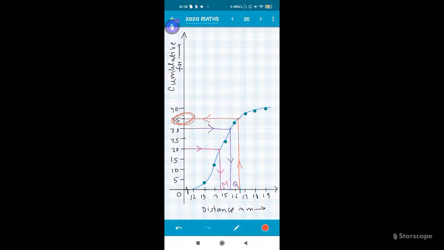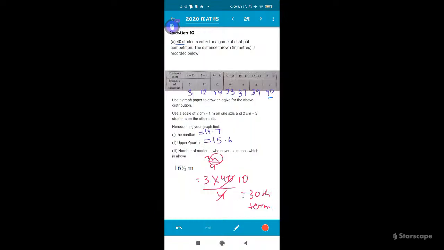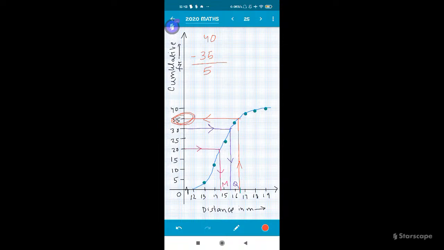So if the total number of students was 40, and the number of students who have covered a distance less than 16.5 meter is 35, what will be the required number of students who have covered more distance? Obviously we have to subtract it, so the answer will be 5. So 5 students have covered a distance which is above 16.5 meter. Since in your syllabus you just have less than ogive, you cannot calculate any value of the form more than directly. For that you have to make certain necessary calculations. First we will find the less than value, then we will subtract that value from the total amount.